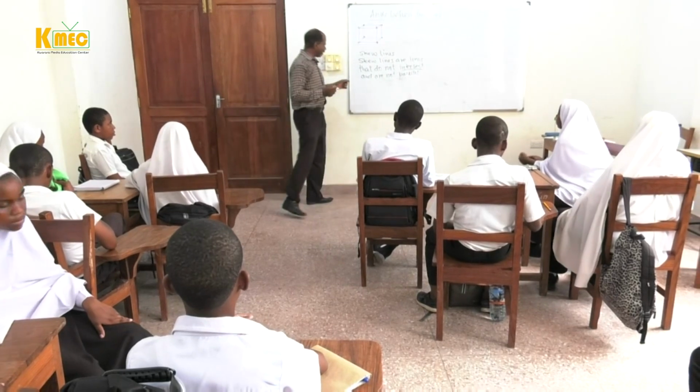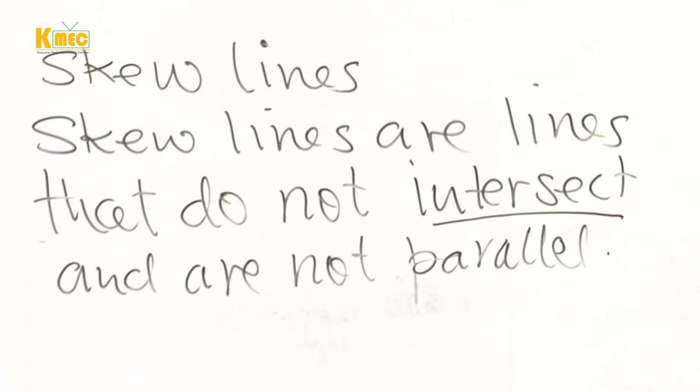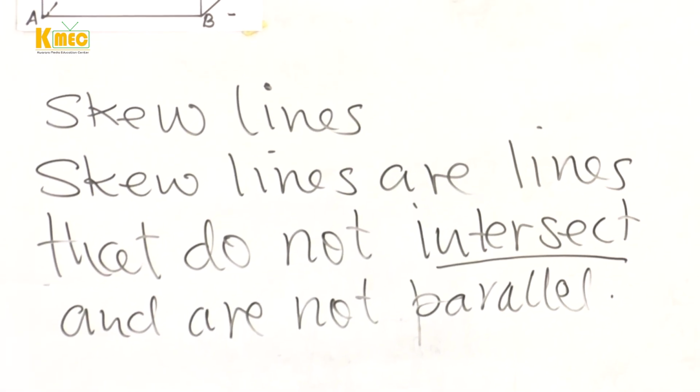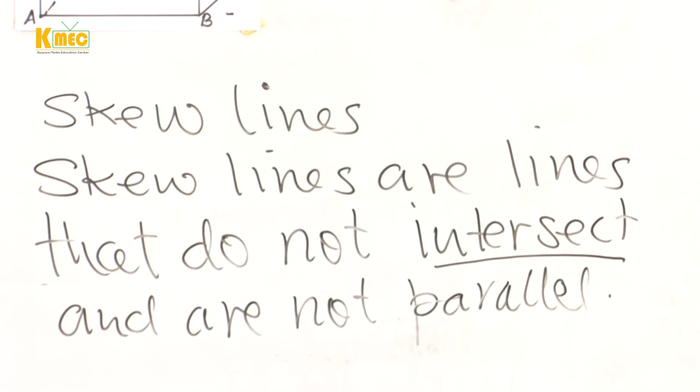Can we read it together? Skew lines are lines that do not intersect and are not parallel.